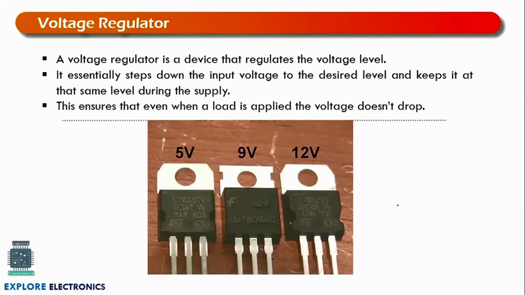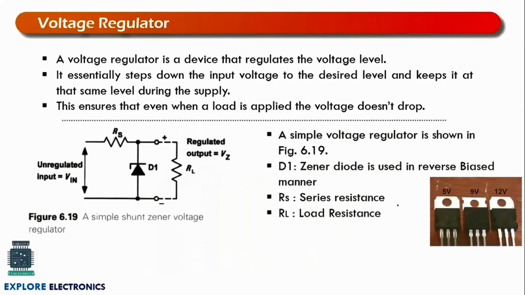So there are different voltage regulators depending on the voltage regulation considered. 5 volt, 9 volt and 12 volt regulators are also available. This is the simple Zener diode based voltage regulator we are going to discuss here. The Zener diode is the heart of the circuit. This Zener diode will be connected in reverse biased fashion, and RS and RL are the resistances. RS is connected in series, so it is called the series resistance, to limit the current to the Zener diode, and this is the load resistance.